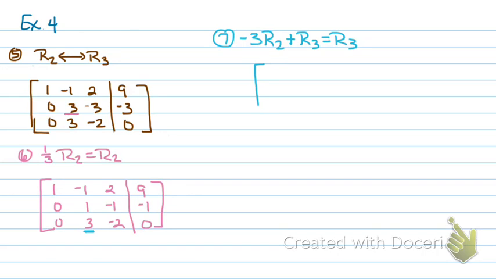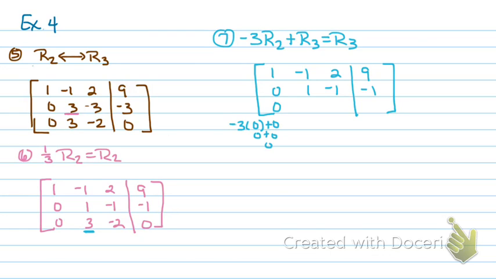Alright, so I'm not messing with row 1 or 2, so I'm just going to recopy them again. That's 1, negative 1, 2, and 9. Then 0, 1, negative 1, negative 1. And then I need to work on row 3 here. For my first number, it's negative 3 times the number in row 2, which is 0, plus the number we have originally in row 3, which is 0. So I get 0 plus 0, which is 0. And that's good. We didn't want that to change. We needed it to stay a 0 because that's one we already worked to find.